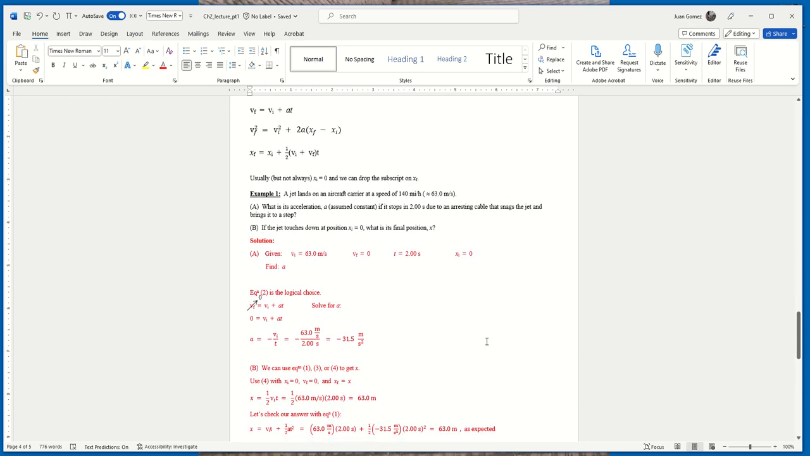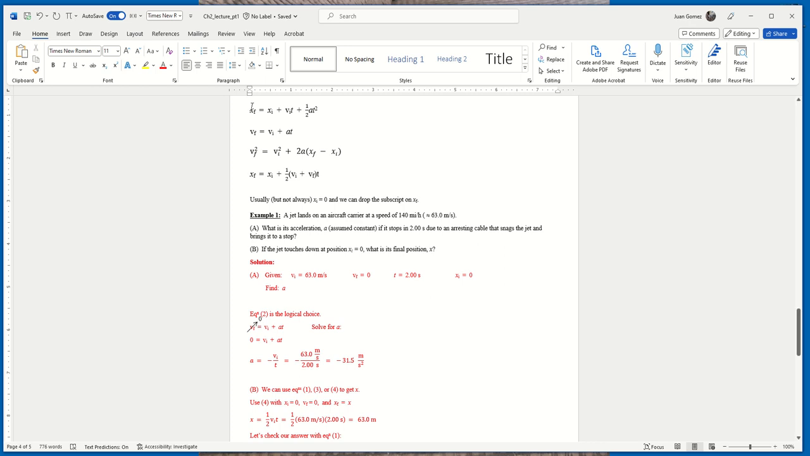Well, let's look at an example. So here are the 4 kinematic equations, 1 through 4. Again, I numbered them in the order in which I write them: 1, 2, 3, and 4. Example 1. We have a jet landing on an aircraft carrier, and it's landing at a speed of 140 miles an hour, which in MKS units is 63 meters per second.